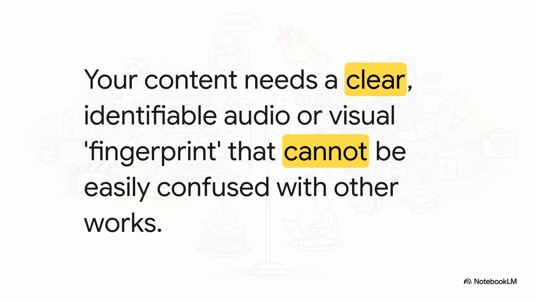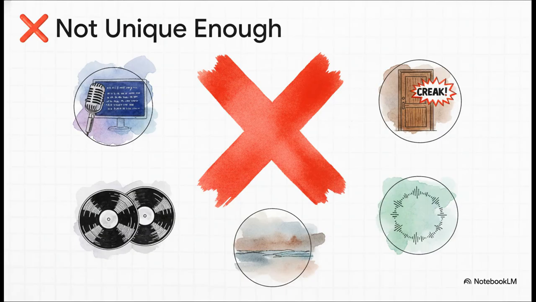And that leads us right into the second golden rule. Your content has to be unique. Content ID is all about matching patterns, right? So the stuff you submit has to have a really clear, identifiable audio or visual fingerprint that isn't going to be easily confused with a bunch of other things. And this is a perfect list of what not unique enough really means.